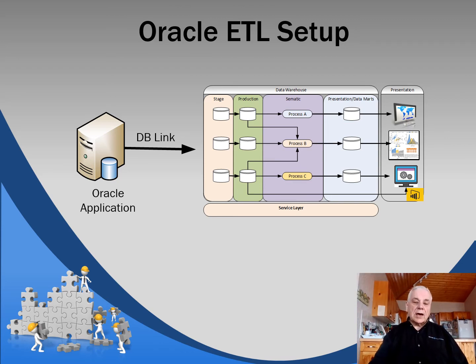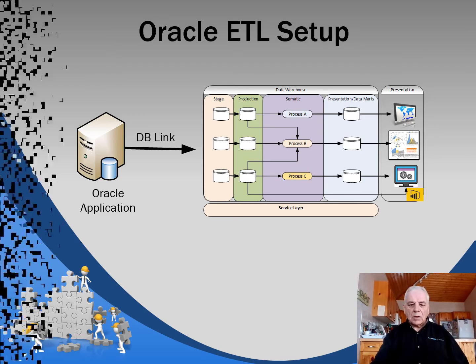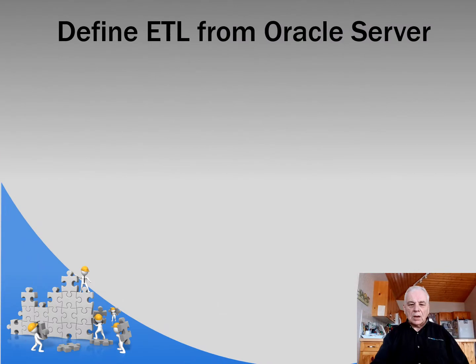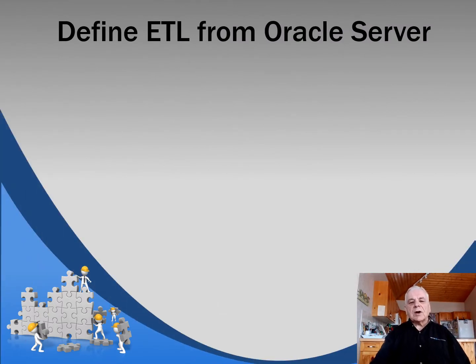Now, on their application side, for the privileges that user has, we only recommend select. We never update. Later on, in certain cases, we do update, as I said, when we feed back to the surface layers. Then we would have to have update capability. So we define an ETL from an Oracle server.